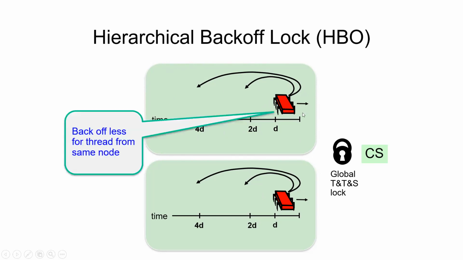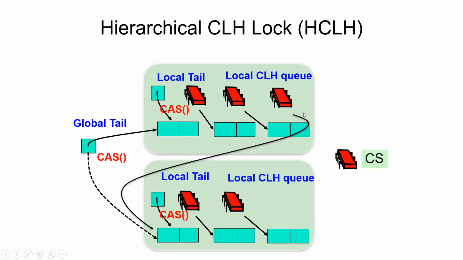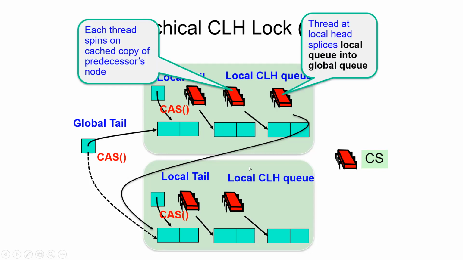Next comes the hierarchical CLH lock. It is similar to the CLH lock, but it depends on the number of NUMA nodes. If the number of nodes is 2, then we maintain 2 local queues. This is the first local queue, and this is the second local queue. Threads from the same NUMA node form one queue, and threads from the other NUMA node form another queue. Here we maintain the global tail. Both the local queues will be merged into a single one, and this will be processed. This is the hierarchical CLH lock.